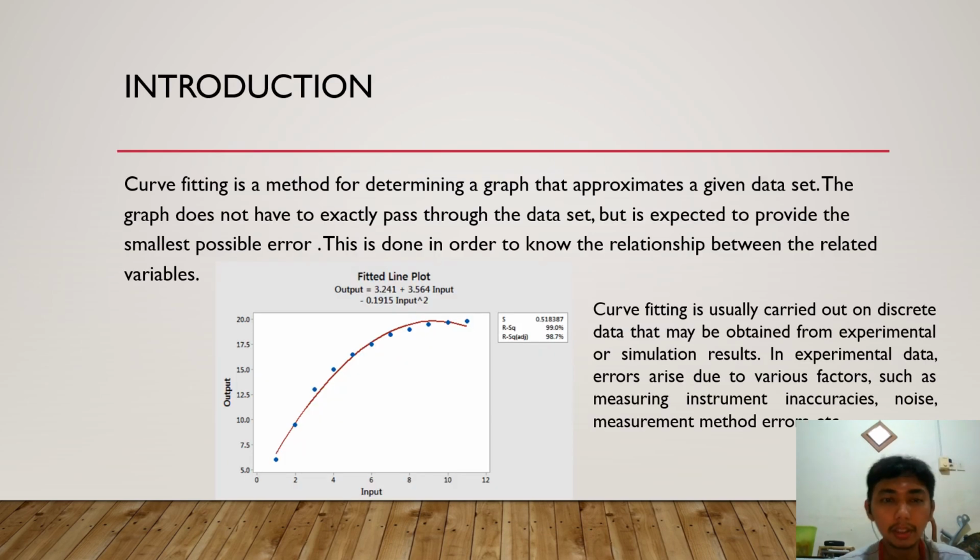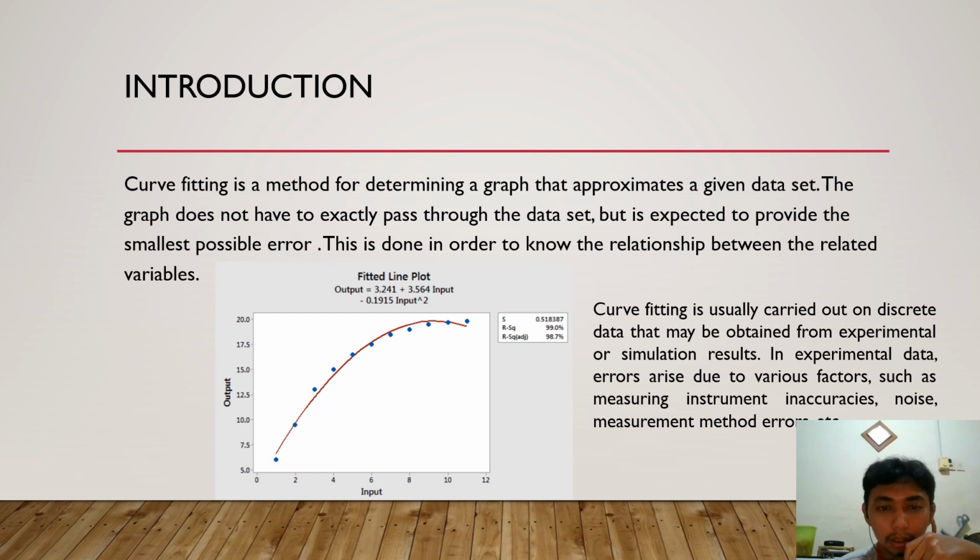Curve fitting is a method to determine a graph that approximates a given dataset. The graph does not have to exactly pass through the dataset, but it is expected to provide the smallest possible error. This is done in order to know the relationship between the related variables.